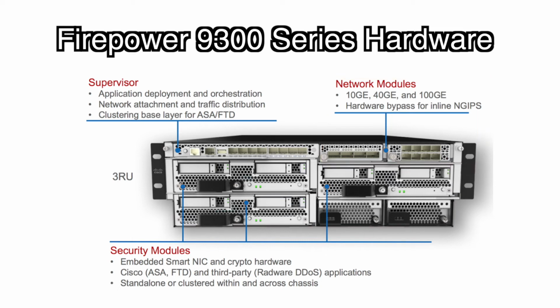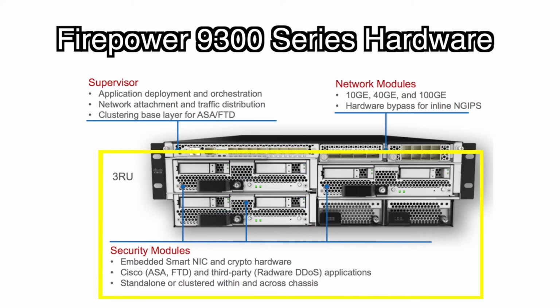The powerhouses of the Firepower 9300 are the hot swappable security modules that are plugged into the unit. Up to 3 of the SM24, SM36, or SM44 blades can be added to a chassis. These blades are the powerhouse for providing a number of ASA and FTD instances, as well as other third-party operating systems like Radware's DDoS protection software.